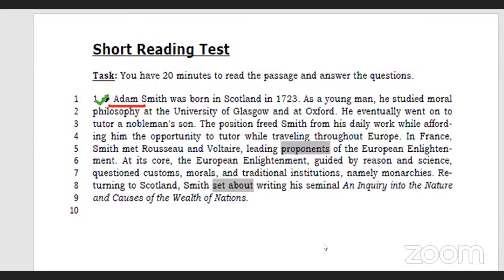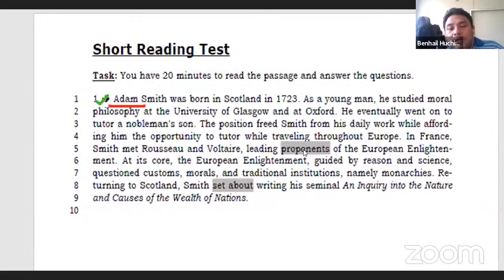When you see only the word highlighted, you can read one line above and one line below, so you may understand the context of this word. So it says, the position freed Smith from his daily work while affording him the opportunity to tutor while traveling throughout Europe. In France, Smith met Rousseau and Voltaire, leading proponents of the European Enlightenment. Okay? They are leading.